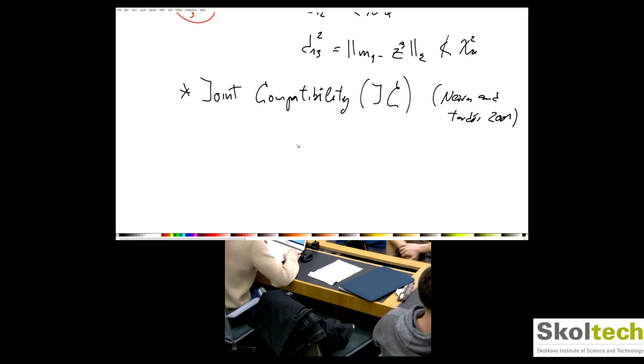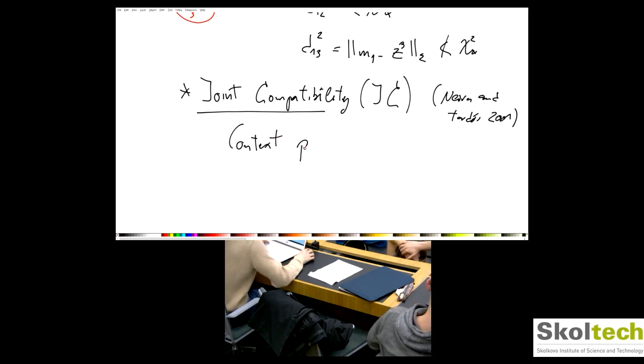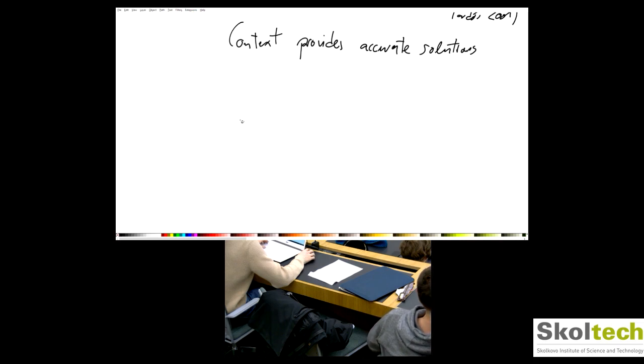Okay, so as I said, the intuition is context gives some information. Right? And in this case, it's going to help us verify some hypotheses and reject others, just based on the context. Context provides accurate solutions. Okay, so we have discussed that this set of hypotheses basically grows exponentially.